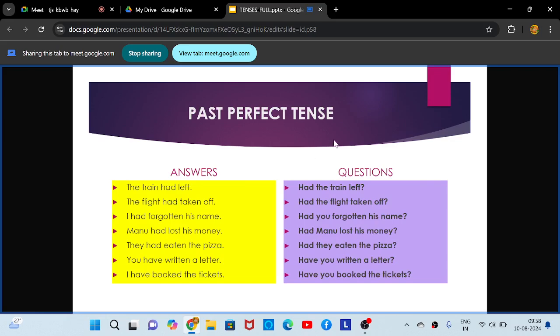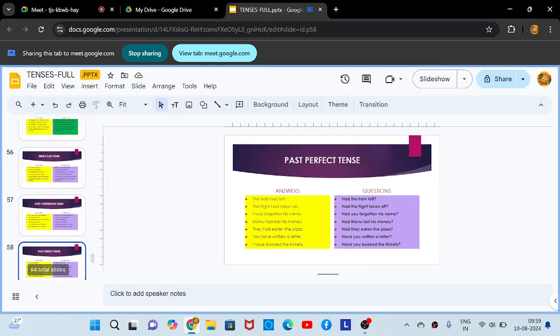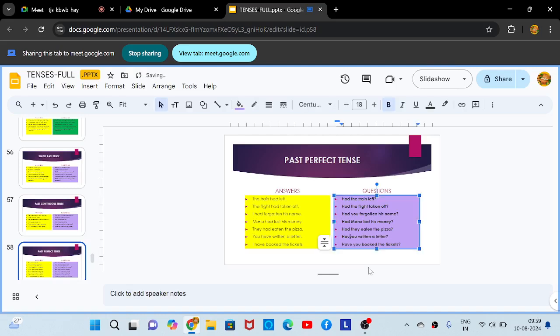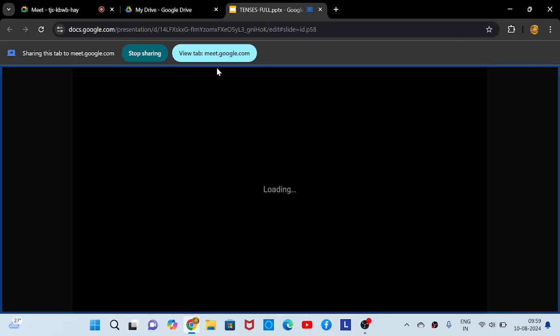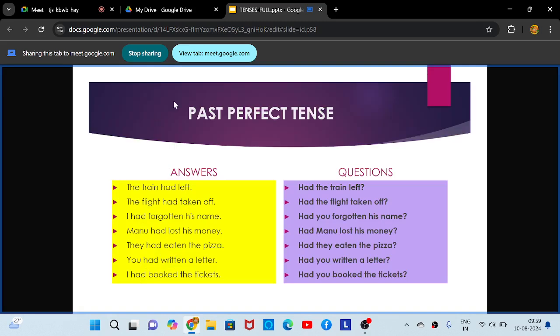And finally moving to past perfect tense. In past perfect, we can use either, not either, there is no chance for either. Actually, it's a typing mistake, I'm sorry. You should use only had. Just a minute, let me correct it. You can use only had. In present perfect tense, you can use both has or have, but in past perfect tense, you can use only had, because the structure is subject plus had plus V3 plus object, isn't it?